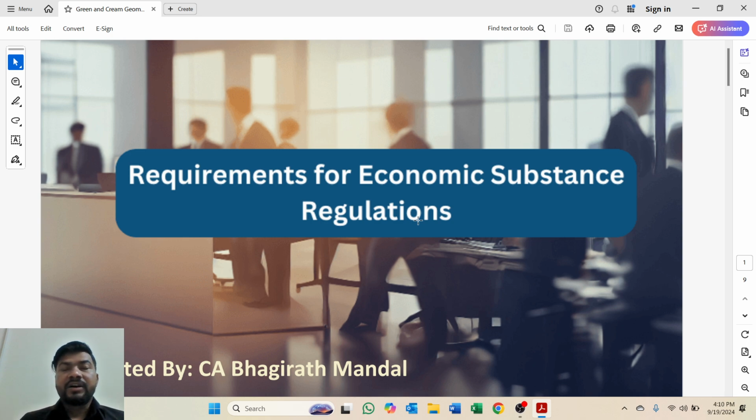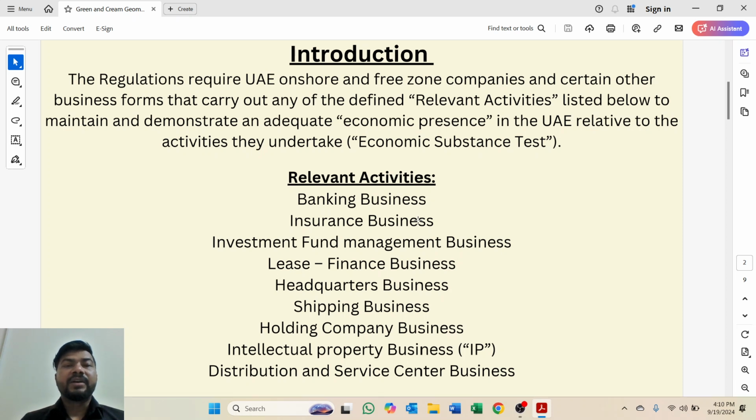So let's go forward with the introduction. First of all, this regulation, economic substance regulations, requires the UAE onshore or free zone companies and any other businesses that carry out relevant activities which are listed below. These companies have to demonstrate an adequate economic presence in the UAE, which is also known as the economic substance test.